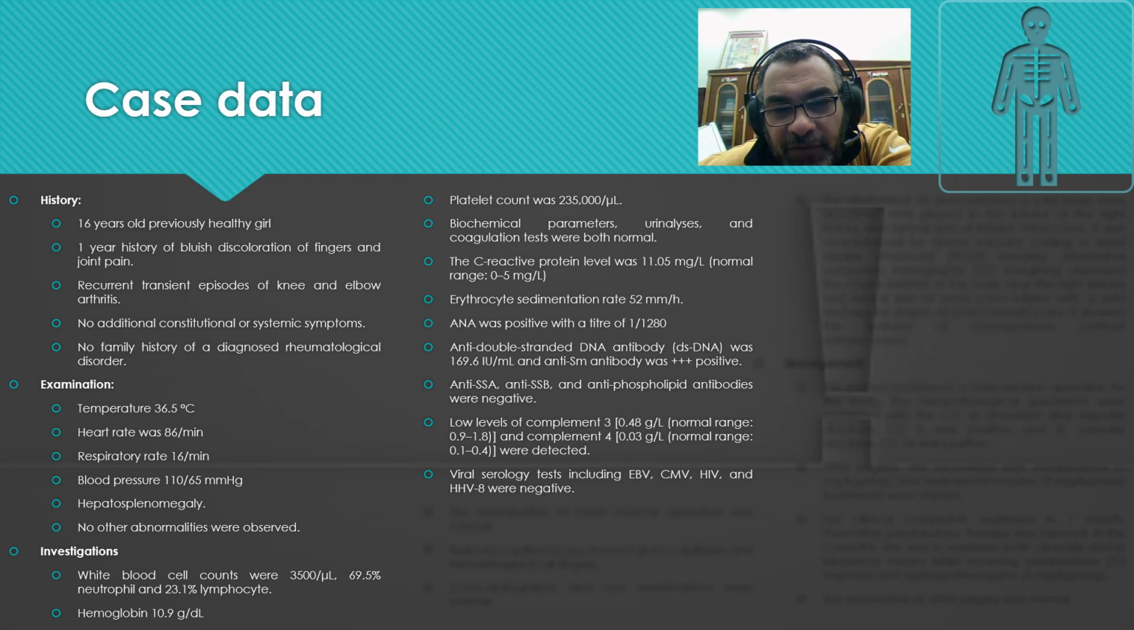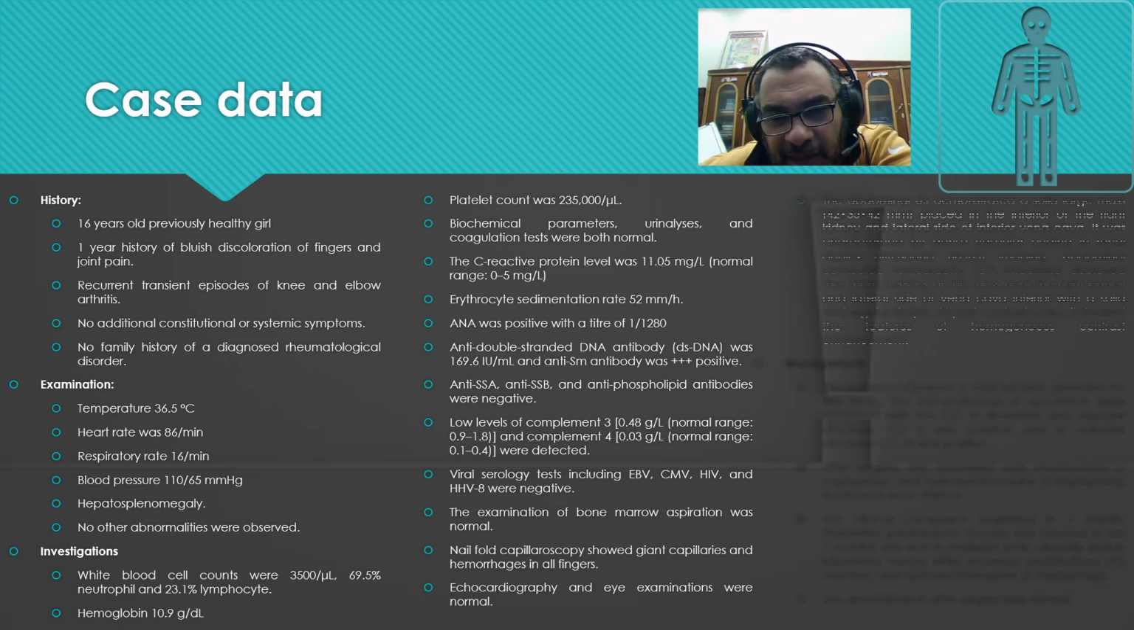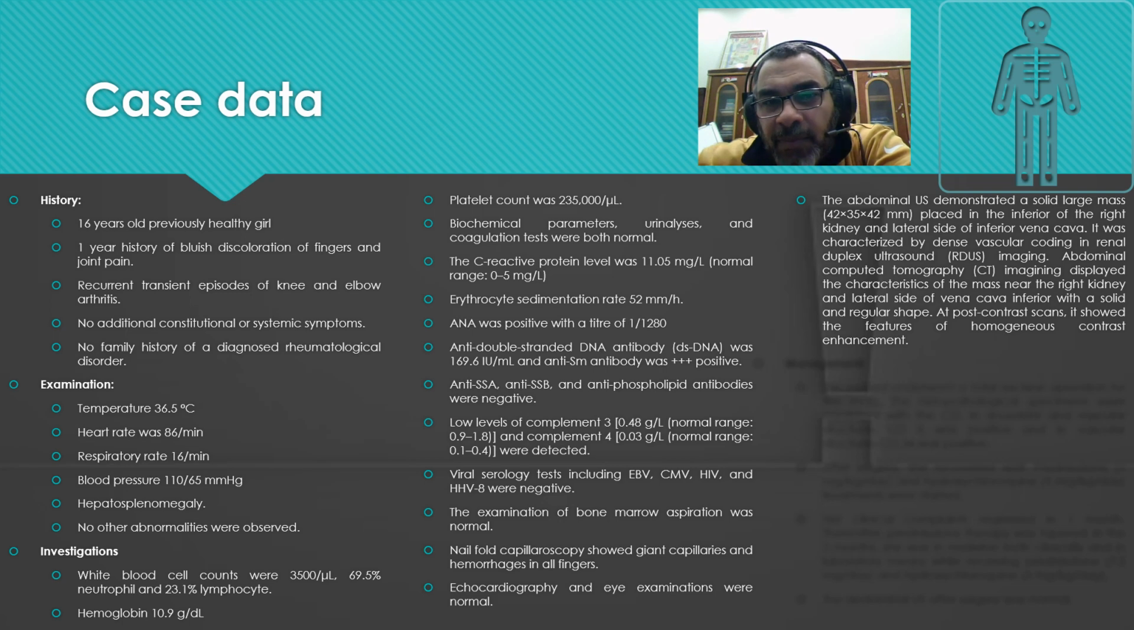Viral serology for Epstein-Barr virus, cytomegalovirus, HIV, HBV, HCV, all were negative. The examination of bone marrow aspiration was normal. Nail fold capillaroscopy showed giant capillaries and hemorrhages in all fingers. Echocardiography and eye examination were normal.